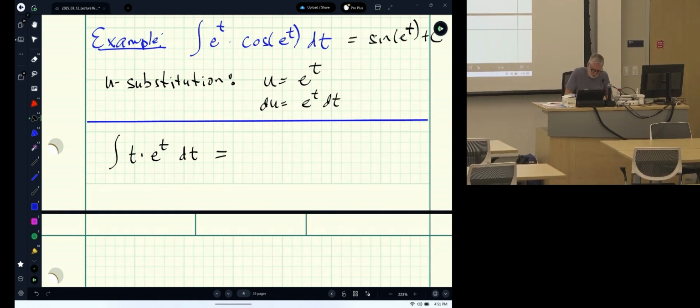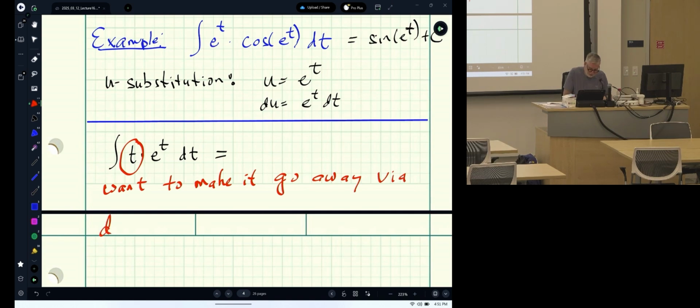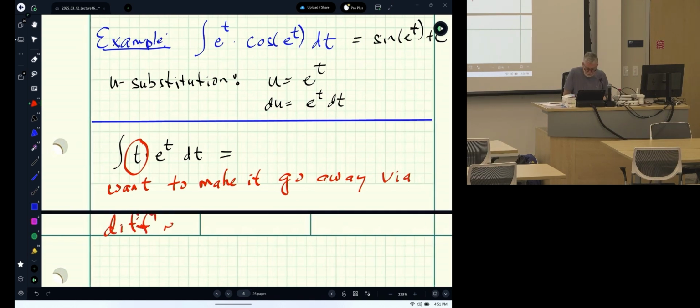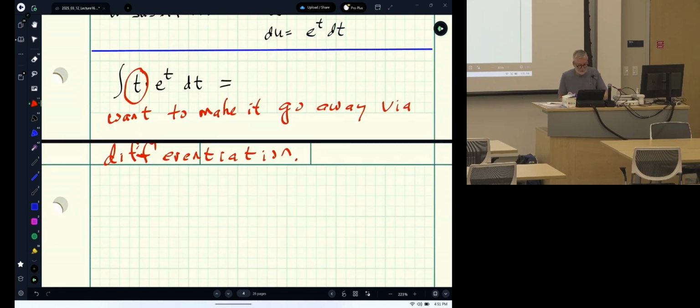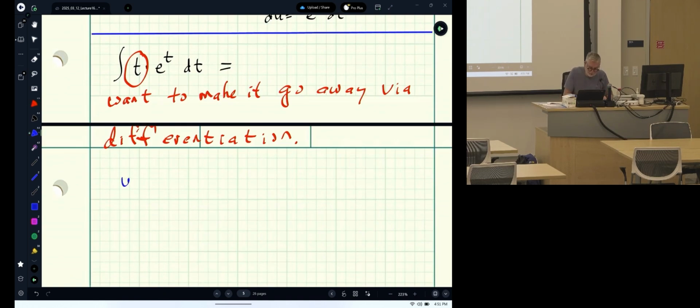And so this is the one we want to differentiate. Want to make it go away. So differentiation is the easiest way to do that. Yep, so let u equal t and let dv equal e to the t. So du equals dt and v equals e to the t.